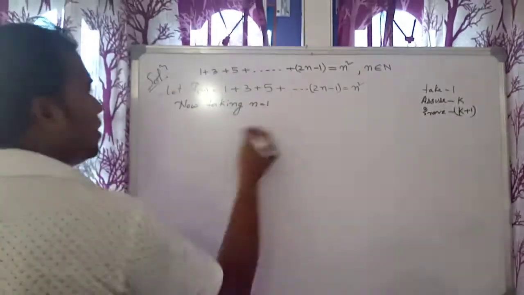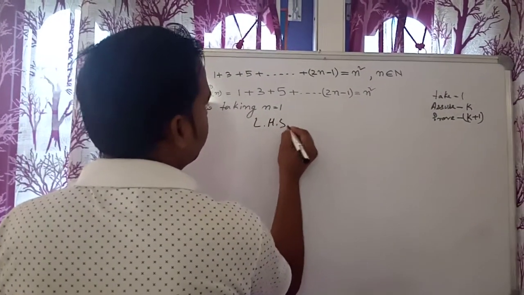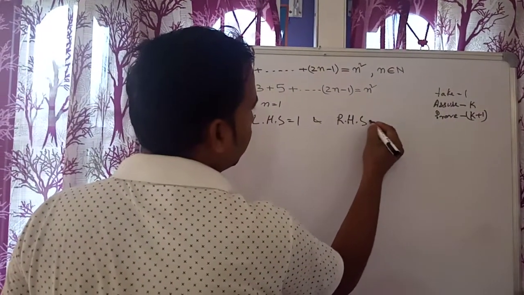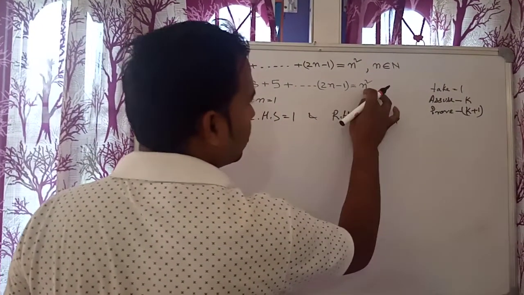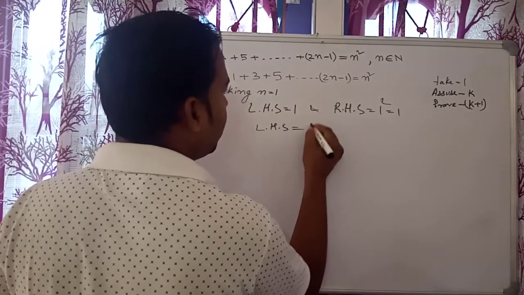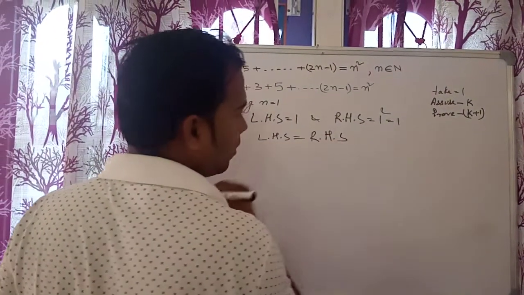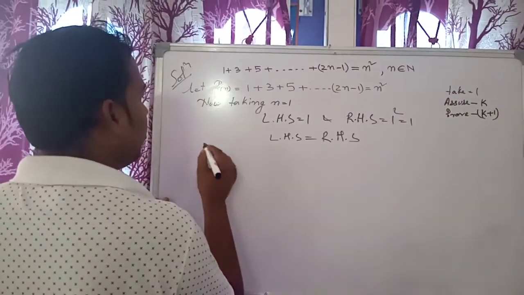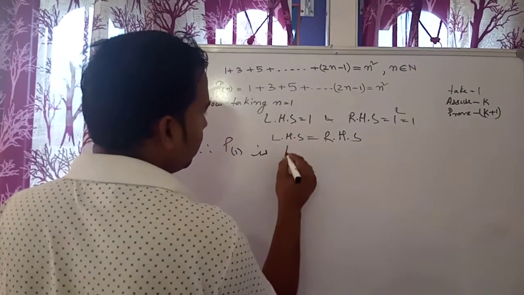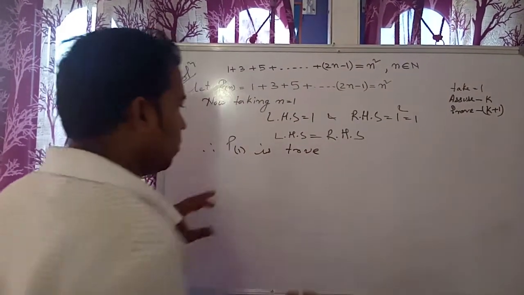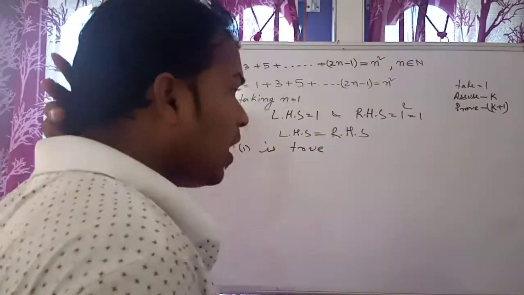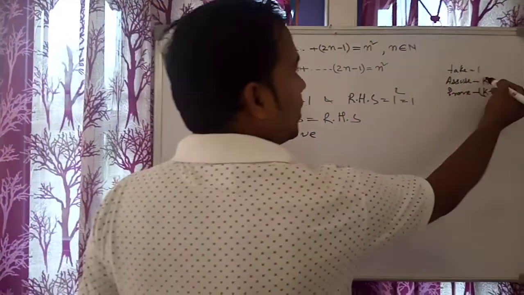Now taking n equal to 1, left hand side is equal to 1 and right hand side is 1 square, as n square means 1 square is equal to 1. Left hand side is equal to right hand side. That means therefore P of 1 is true for the equation. Then you have to assume, then this part is finished.